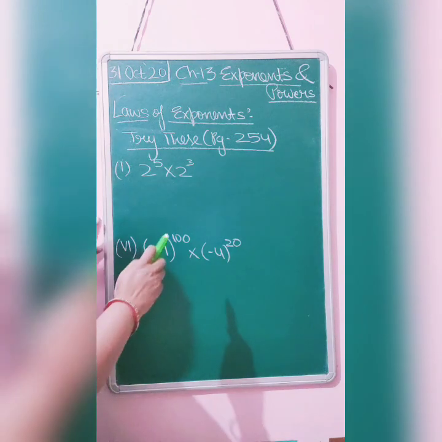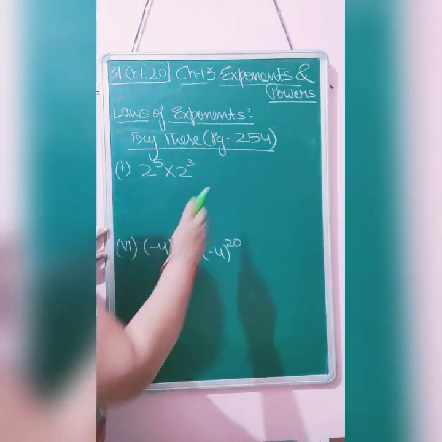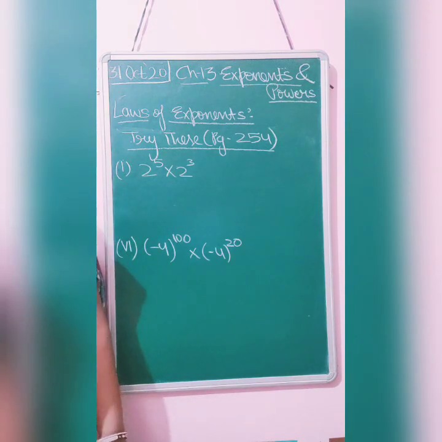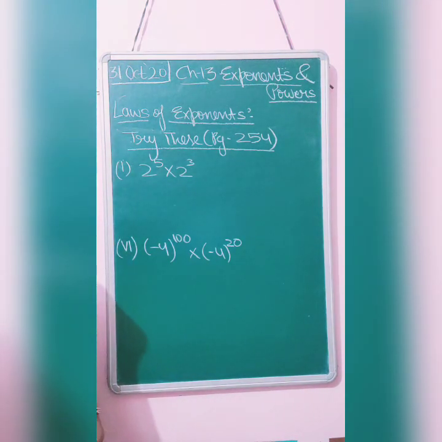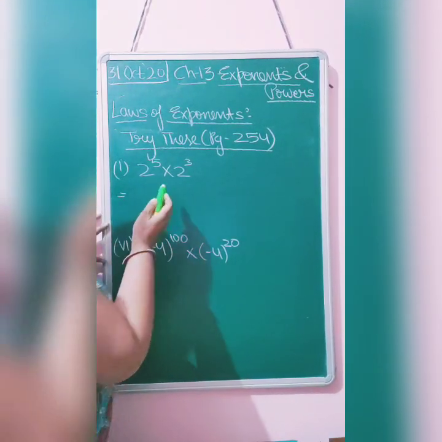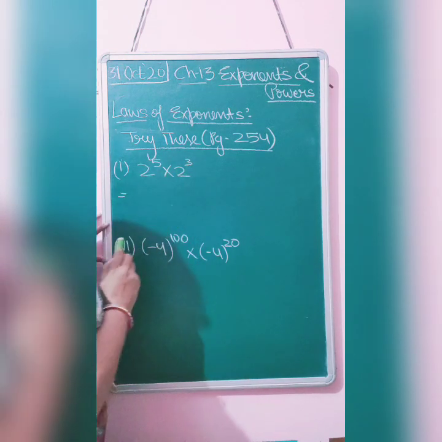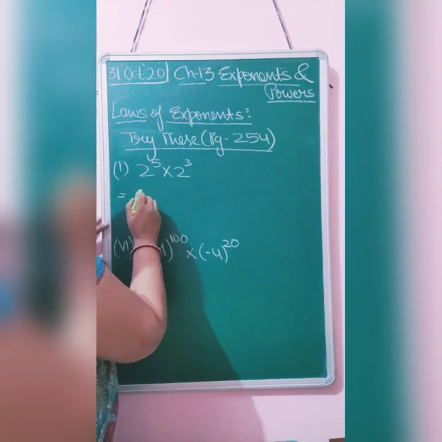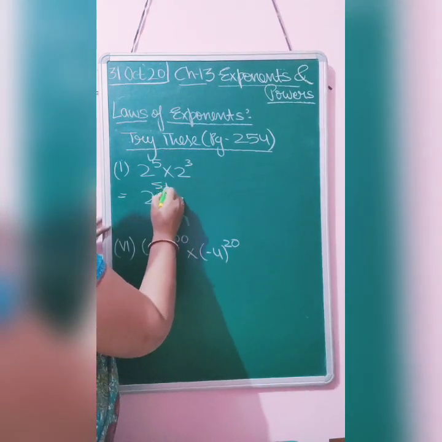Students, now we will try these at page number 254. First part, 2 ki power 5 into 2 ki power 3. The question is: simplify and write in exponential form. That means we have to use the law. The first law we will use, where bases are the same and powers are different and we are multiplying, so the powers will be added. So 2 ki power 5 plus 3.